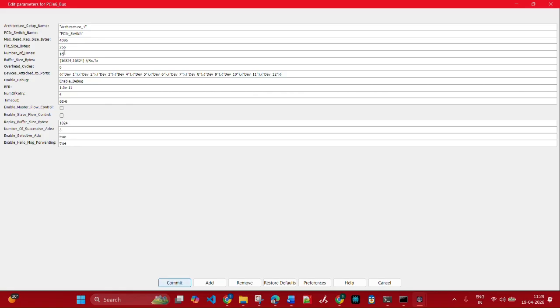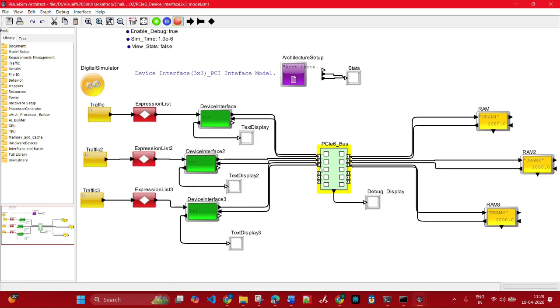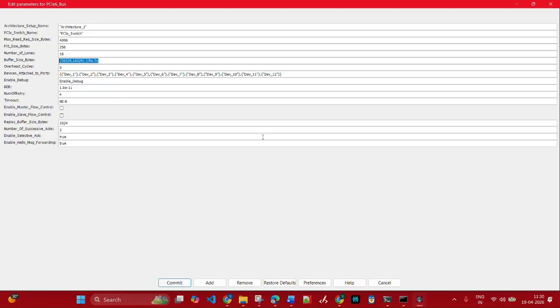How many lanes can you have? One lane, two lanes, 4, 8, 16 lanes. What is your lane size? And the next one is the buffer size in bytes: for RX and TX, what is the buffer size? This is a variable one. Since I'm having here 1, 2, 3, 4, 5, 6, 7, 8, and I have selected 16, I have this.